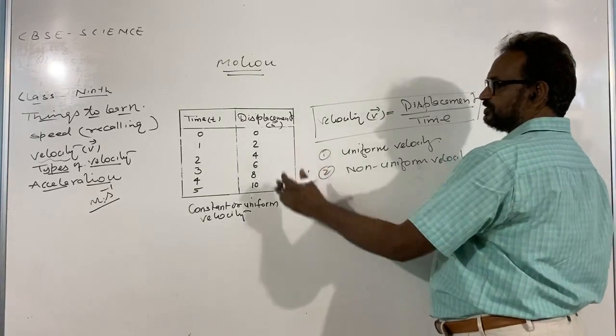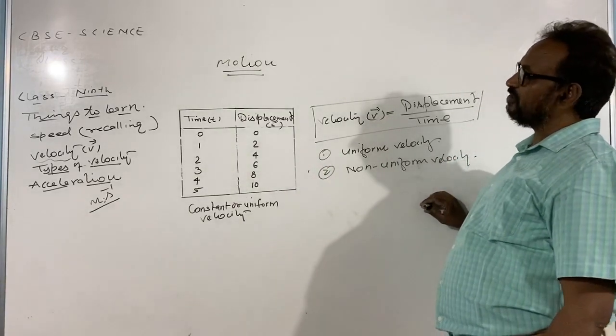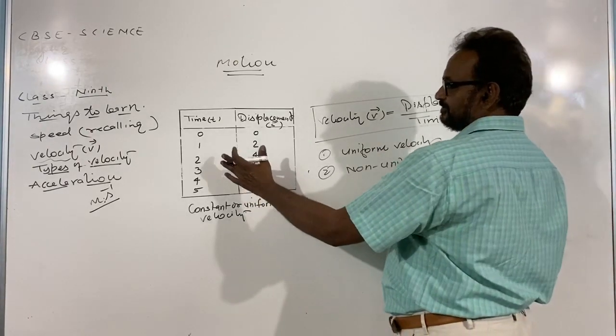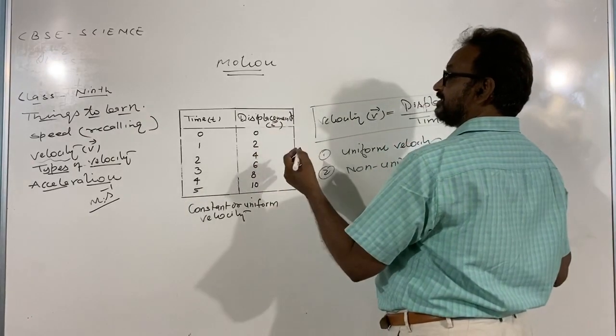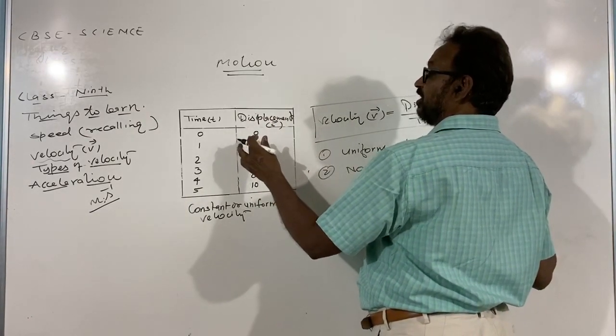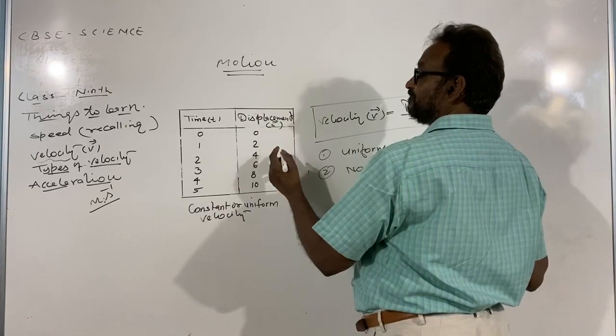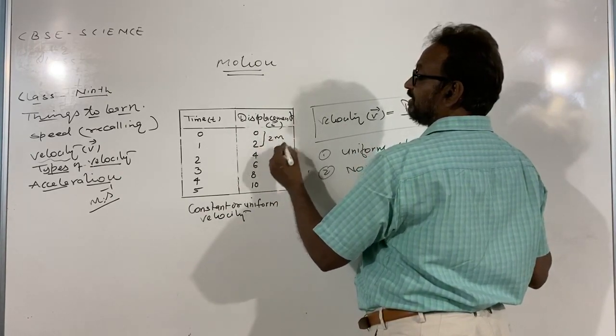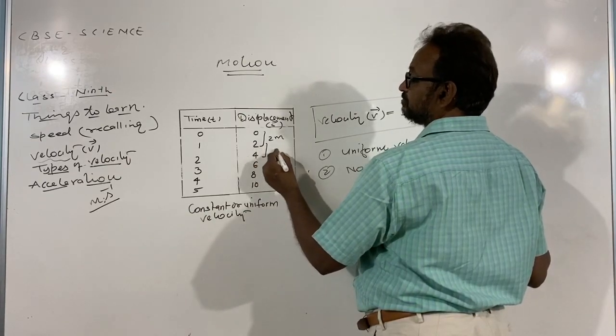These data depict uniform velocity. You can see that in this case, the displacement of the body is changing in equal amounts in equal interval of time.